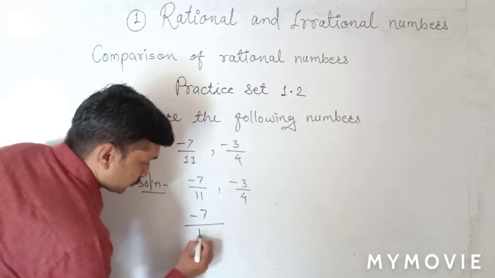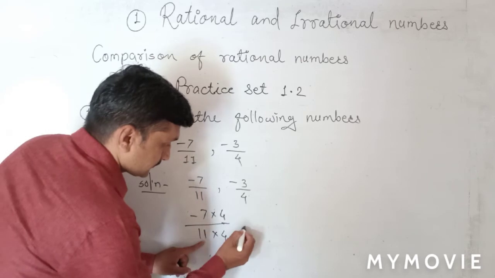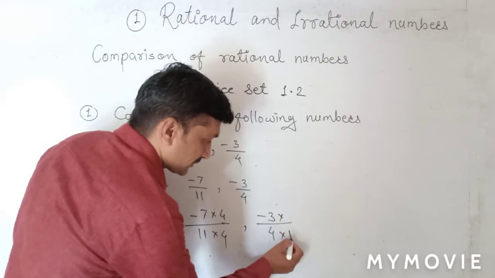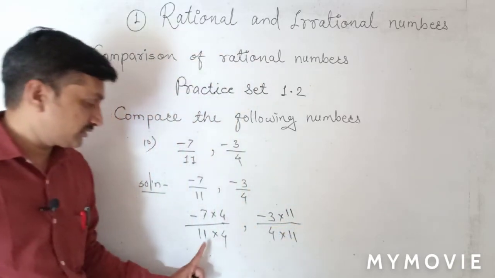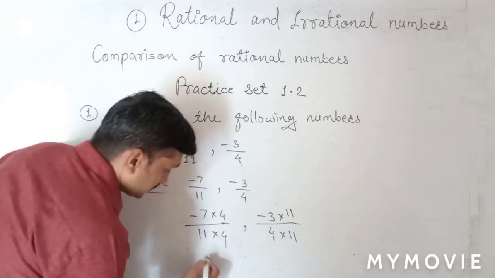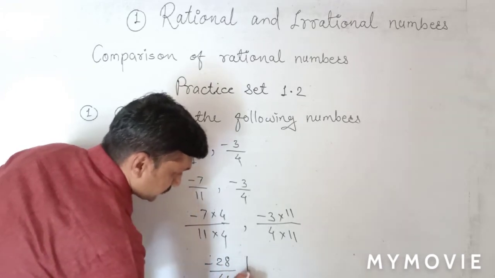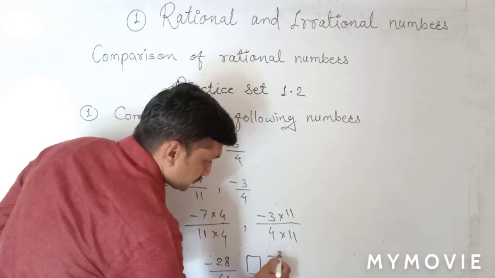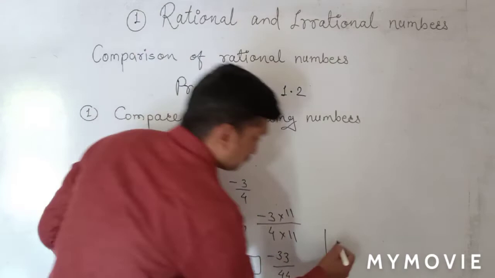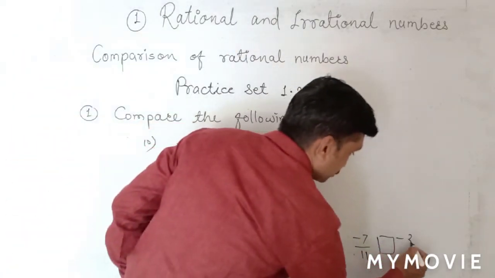Minus 7 upon 11. If we want 44, then multiply by 4 here and here also. Minus 3 upon 4, the second fraction. If we want 44 here, then multiply by 11 here. Now you see 11 4s are 44, and here 4 11s are 44. Now multiply. Minus 7 4s are 28 upon 44. Here we will compare. Minus 33 upon 44. And then compare the original: minus 7 upon 11, here we will compare it with minus 3 upon 4.